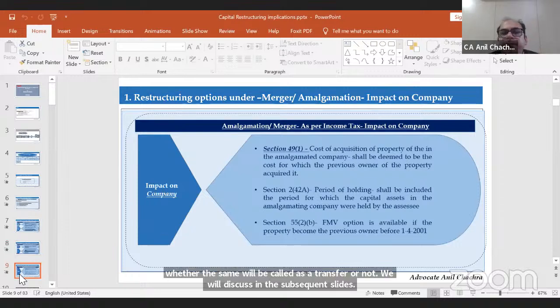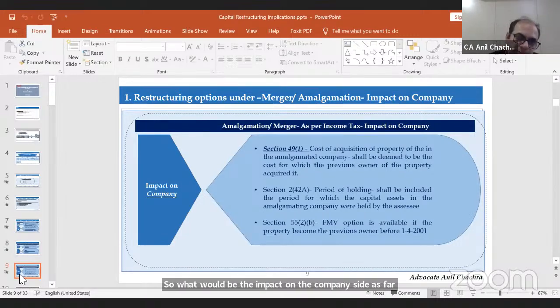So what would be the impact on the company side as far as the amalgamation or the merger part is concerned? First of all, in the previous slides, we have discussed that it will not be treated as a transfer. So all types of capital assets, whether tangible or intangible, transferred to the transferee company, provided the transferee company is an Indian company, will not be treated as a transfer. So there will be no capital gains tax as far as the merger part is concerned.